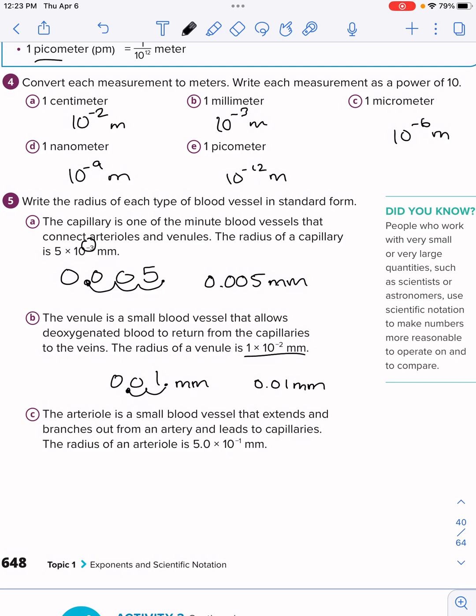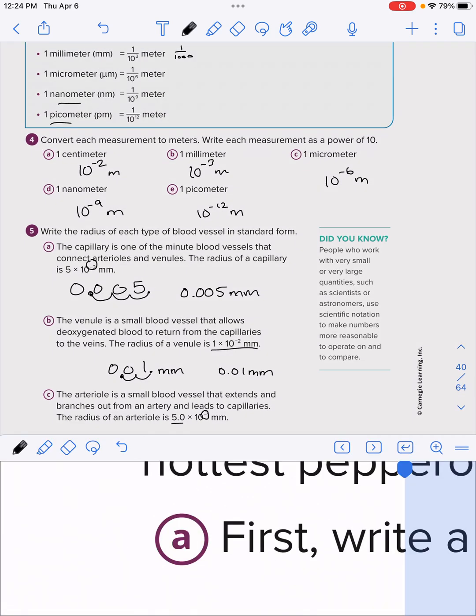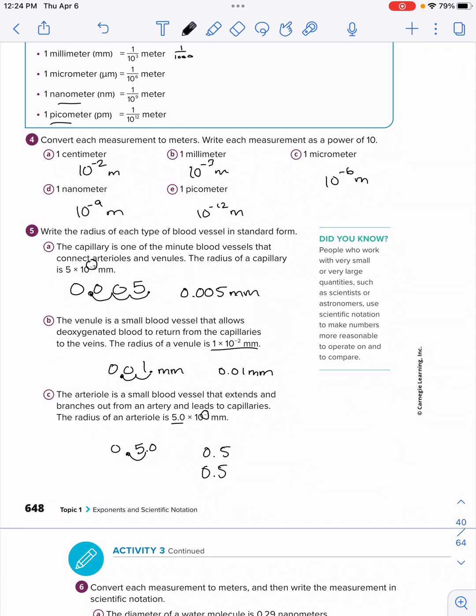And C, arteriole. The arteriole is a small blood vessel that extends and branches out from an artery and leads to capillaries. Interesting. Okay, I'm going to write that A value again, and this is saying move it negative 1, so I move it 1 to the left. So you could write this as 0.5. You could put 0.50, but that would be 50 hundredths, and 50 hundredths is the same thing as 5 tenths. 50 pennies is the same thing as 5 dimes. So I'll write both. These two things are the same thing. All right, smaller than a millimeter.